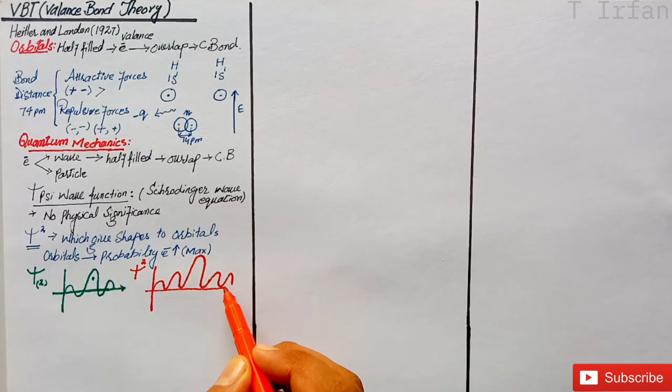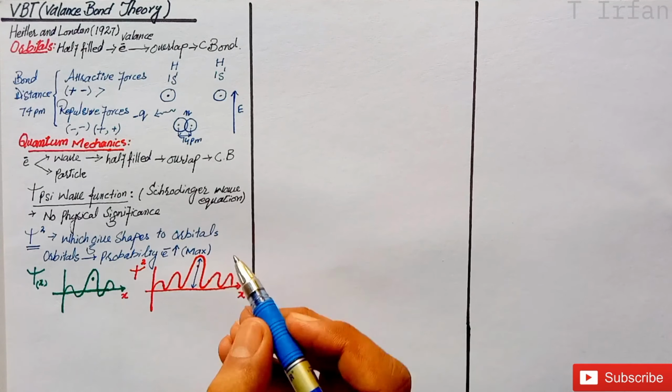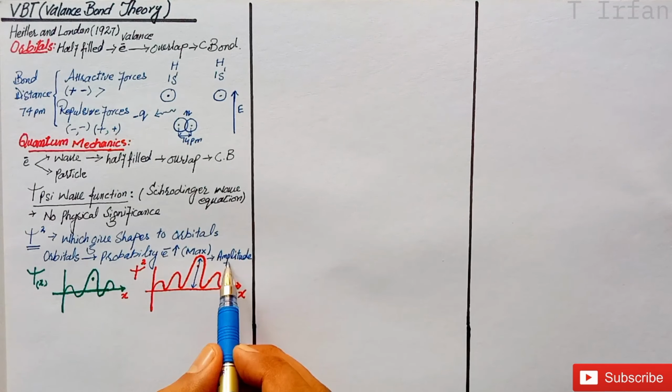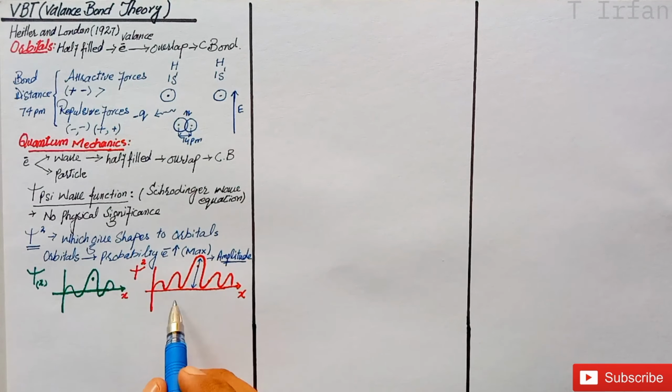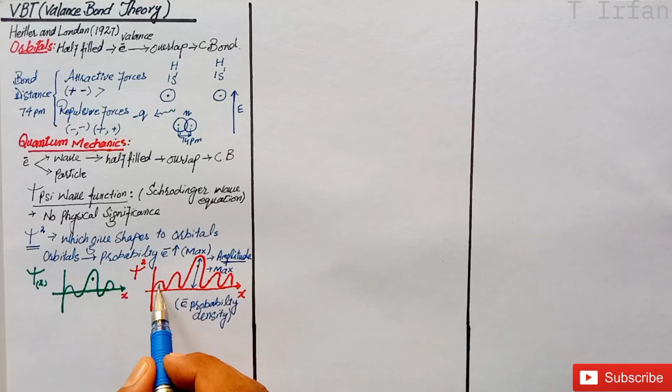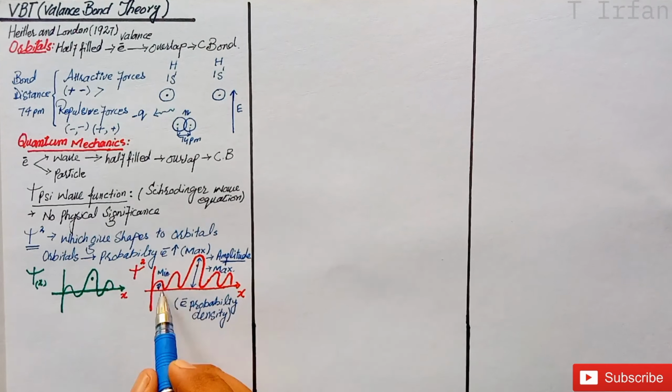And there is a point where the amplitude is maximum. This is the place where the electronic probability density is also maximum. And those points which have minimum amplitude are where the probability of finding an electron is also minimum. And those points which have zero amplitude are also known as nodes, where the probability of finding an electron is zero.